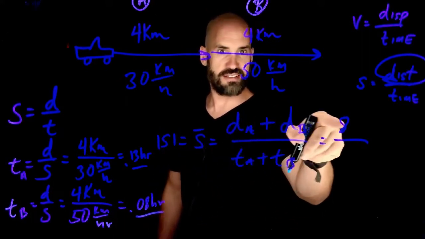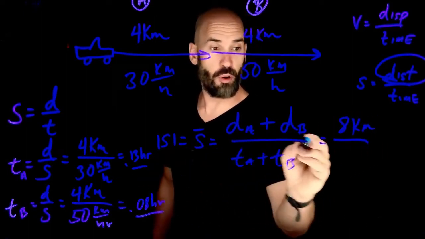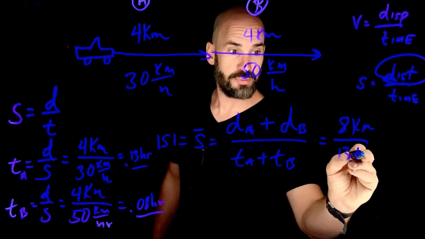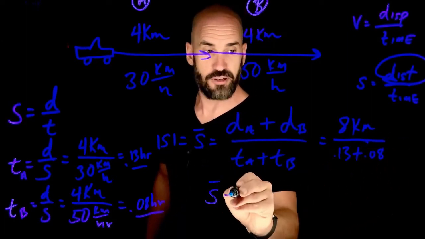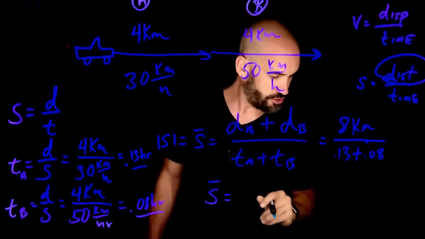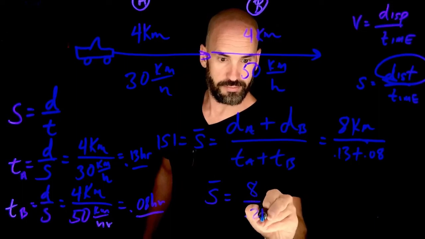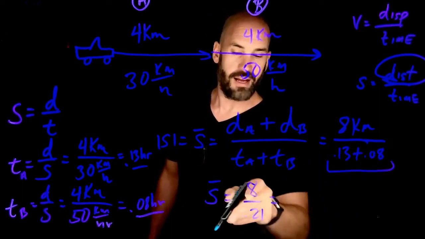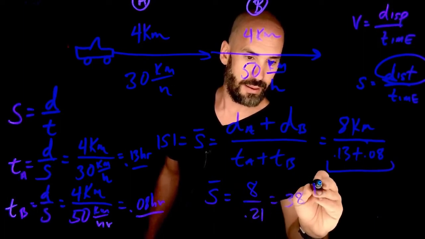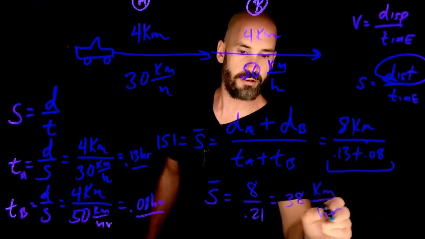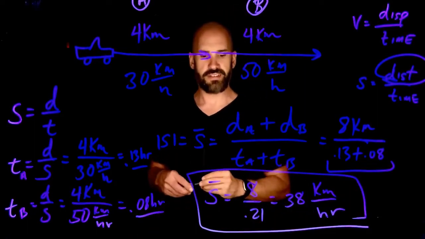Now we want to find our average speed. Our total distance is 8 kilometers divided by our total time, which now is 0.13 plus 0.08 hours, okay? And my average speed that I get for this entire journey is, well, 8 divided by 0.21. I'll do the math for you. And then go ahead and race me on this. I get kilometers per hour. If you see anything wrong with that, send me an email. All right, so that's some practice.